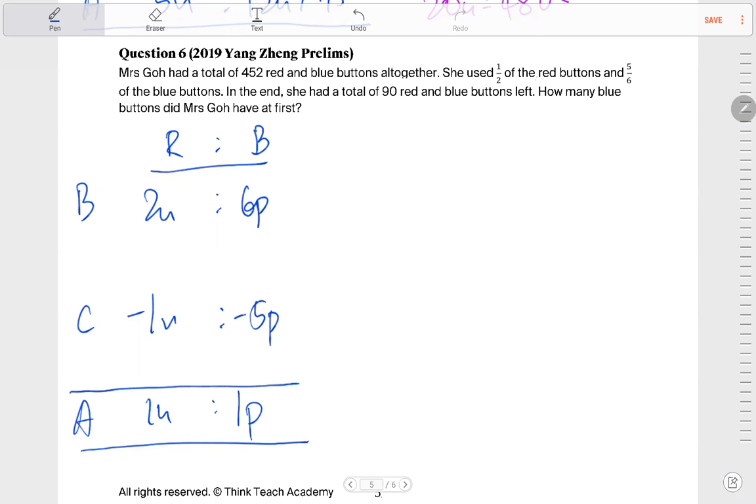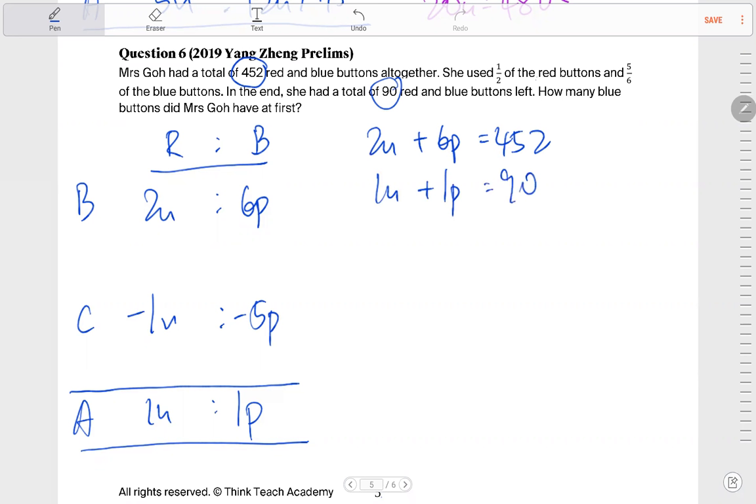How do you process the remaining information and what you have with you? So, look at the numbers. Mrs. Goh had a total of 452 red and blue buttons altogether. So this tells me that 2U plus 6P is actually 452. Okay? And in the end, she had a total of 90. Right, so that means 1U plus 1P equals 90.